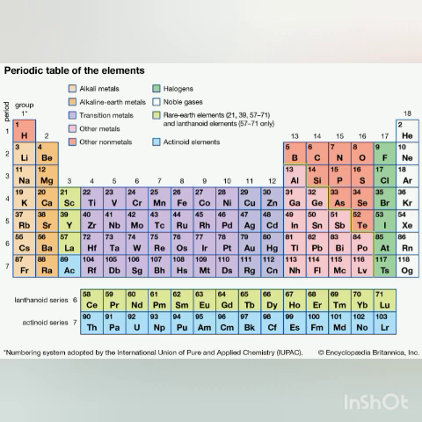For example, let us take period 2. Here lithium: the atomic number of lithium is 3, and the shells are 2, but the protons are 3. In beryllium also the total number of shells is 2, but the protons are 4, because atomic number is the total number of protons. In boron, the protons are 5, and the number of shells is 2. Same in carbon, nitrogen, oxygen, fluorine and neon. The number of shells is the same, that is 2 shells, but the number of protons is increasing.